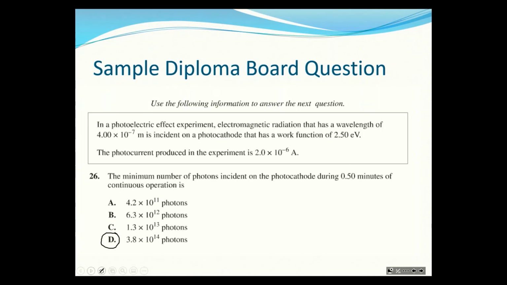Okay, so hopefully those went okay. Let me know if you're having trouble with any of these sample diploma questions or any of the workbook questions as well, and we can figure those out.